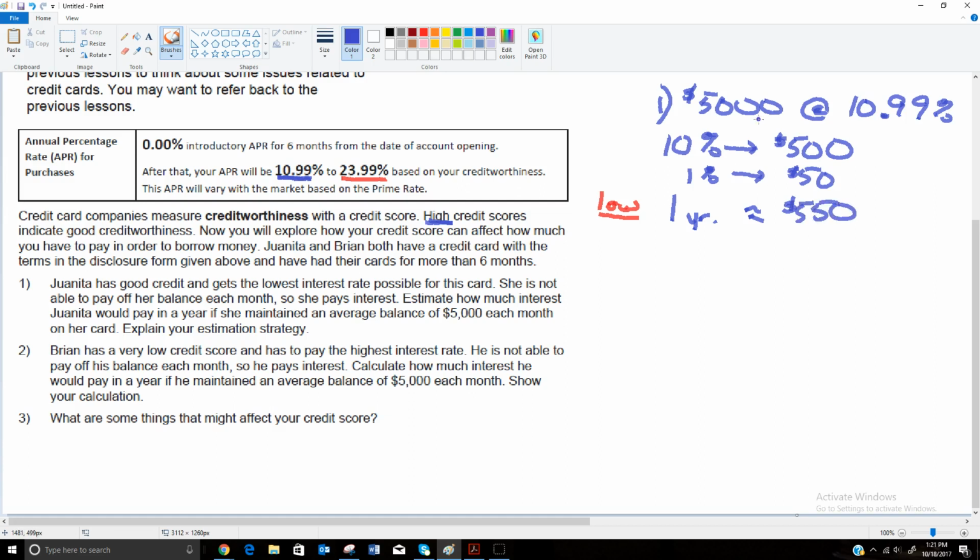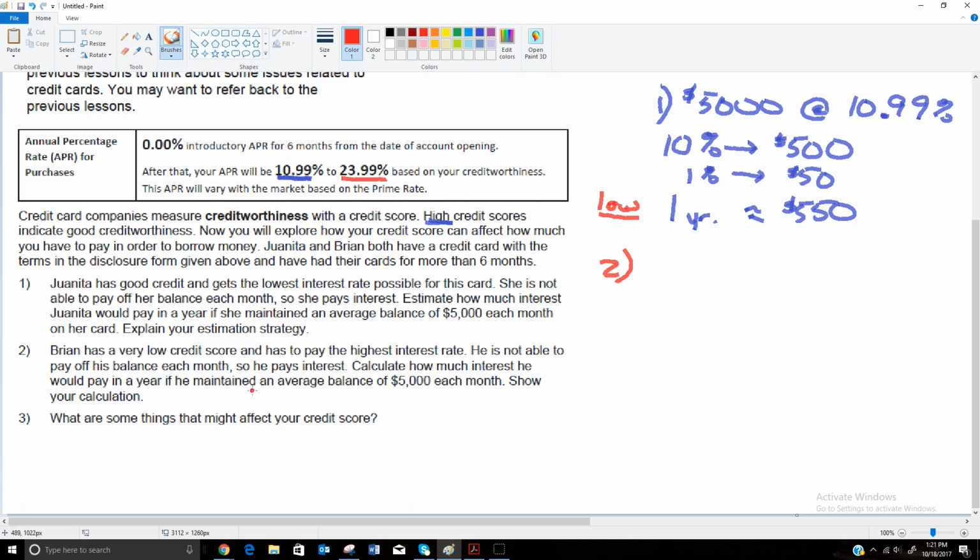So if she maintained that $5,000 balance over the course of a year, she would pay $550 just to maintain that balance, just in interest. That wouldn't reduce her credit card debt at all. That's just what she's paying the bank to borrow that money. So now let's look at Brian. Brian, it says, has a low credit score. And remember, low means you get the higher percentage rate. So Brian is paying that highest rate.